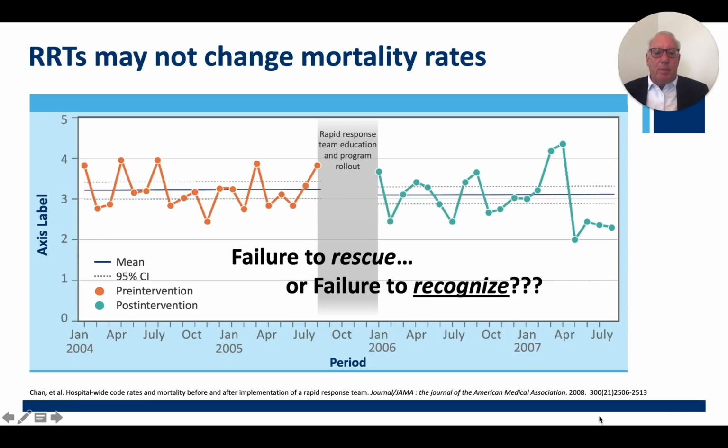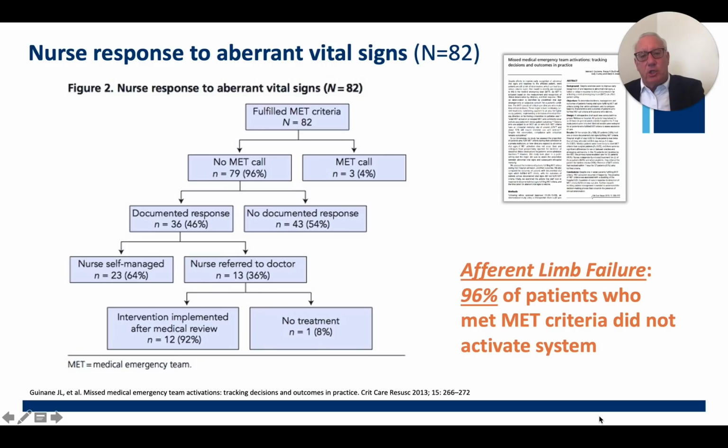When we look at some of the data that's been written, and this is just one example, they really could not show a difference between pre-intervention of their rapid response team and post-intervention. And as the title says, respiratory rapid response teams may not change mortality rates. But when we assess many of these studies that weren't able to show a difference, the question was: was it a failure to rescue by the response team, or the timing of when the response team was called due to delayed recognition?